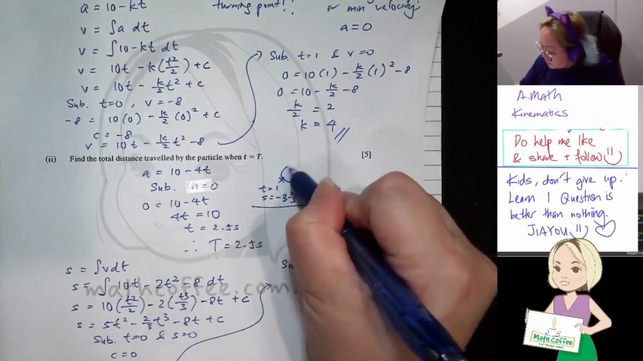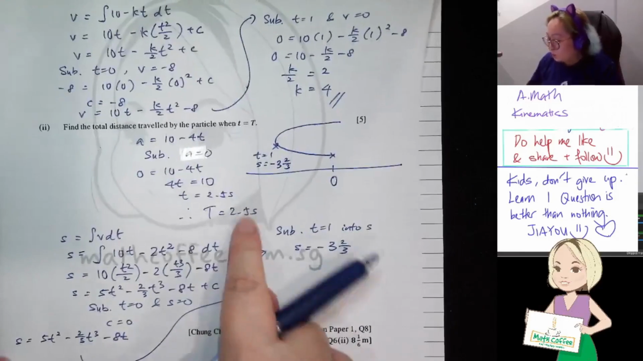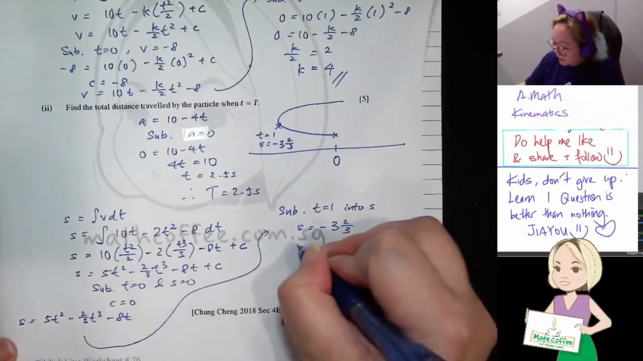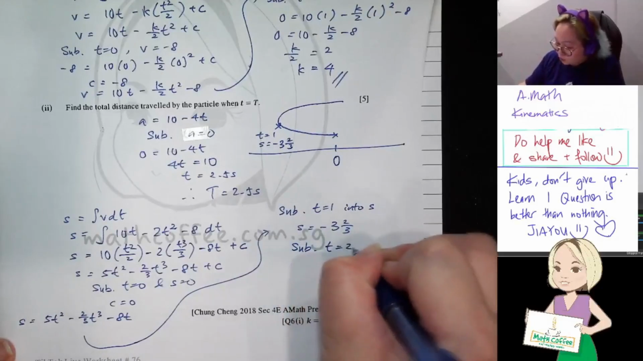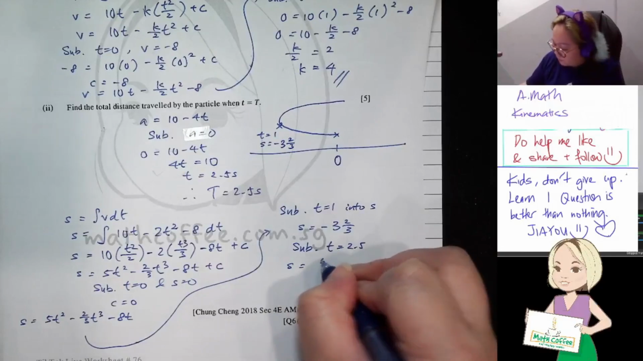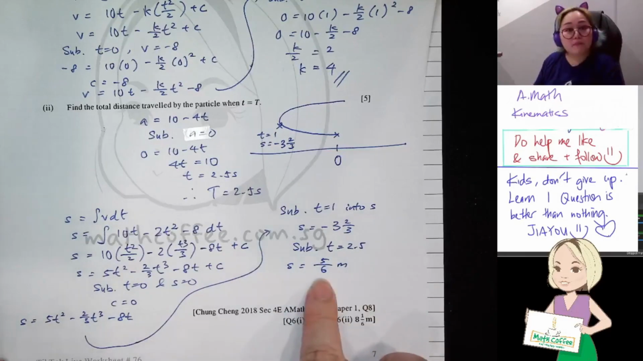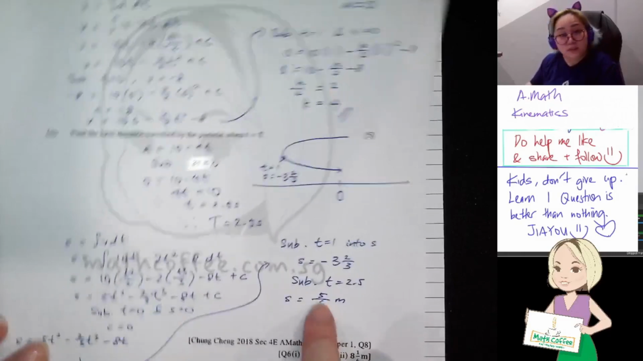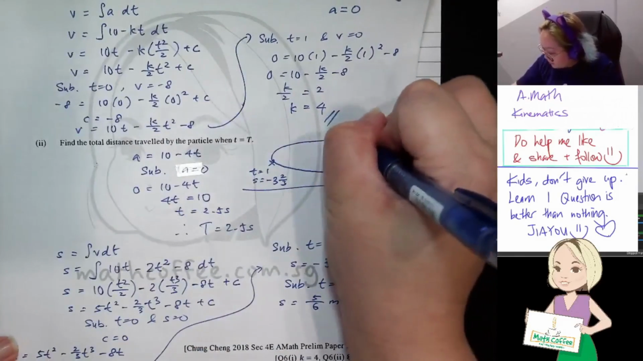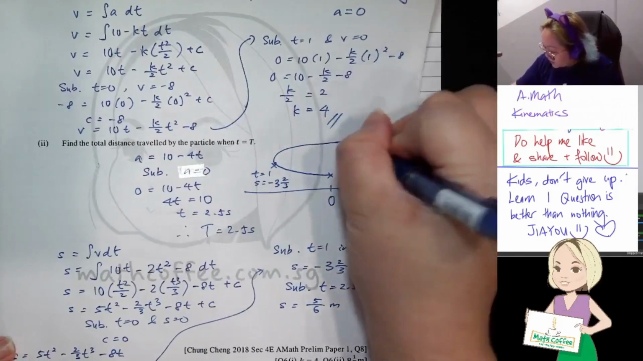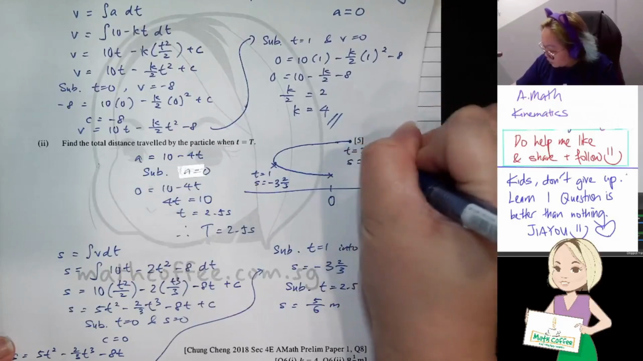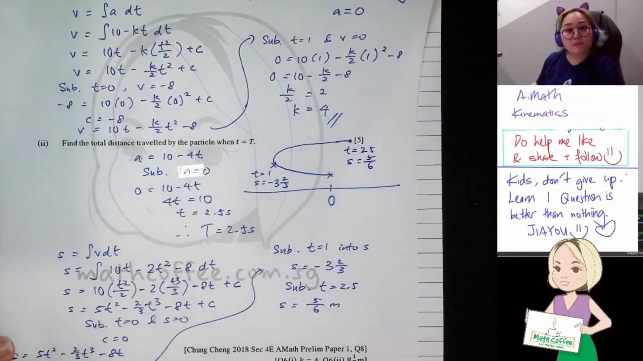Then after that it turns, right? Okay, at 2.5, where is it? I don't know where it is until I find out. So I need to sub t equals 2.5. And I will get my s equals 5/6 meter. Positive means it's in front of the O, only a little bit in front of the O. So I'm going to put here, this is t equals 2.5, my s equals 5/6.